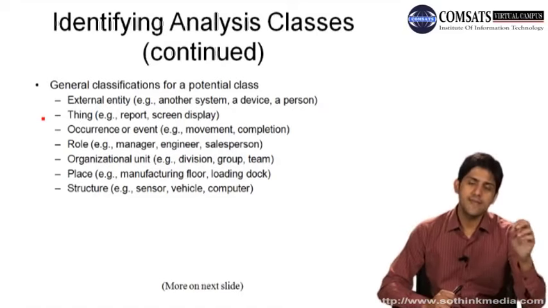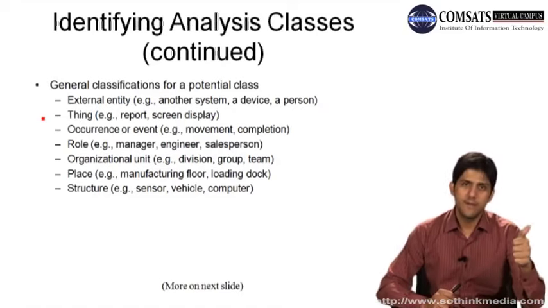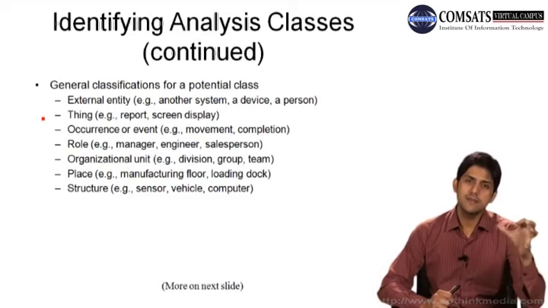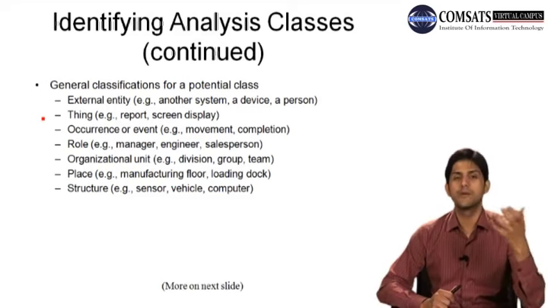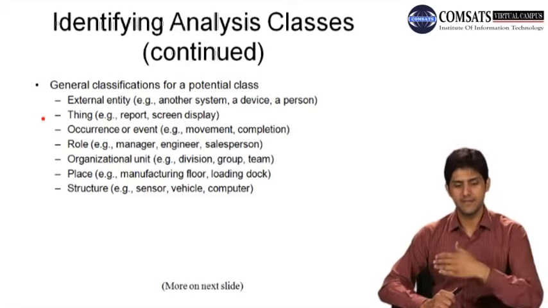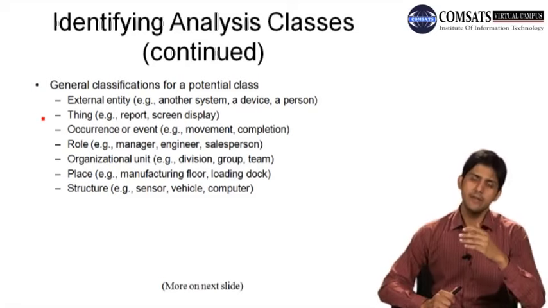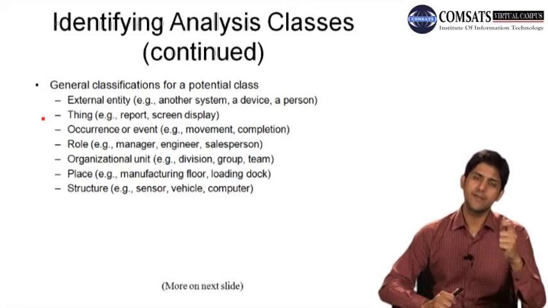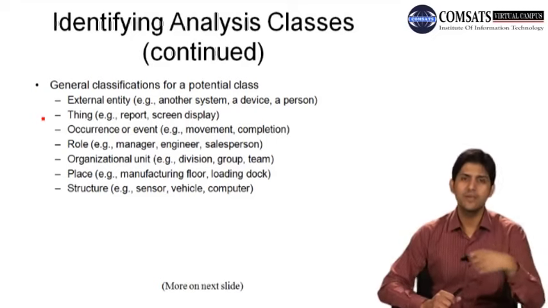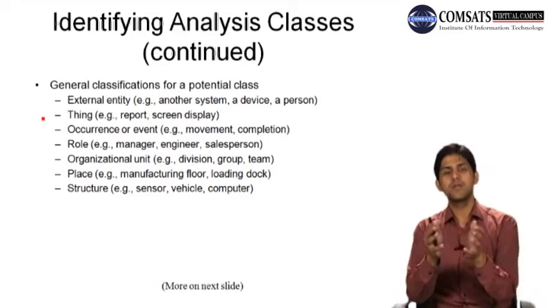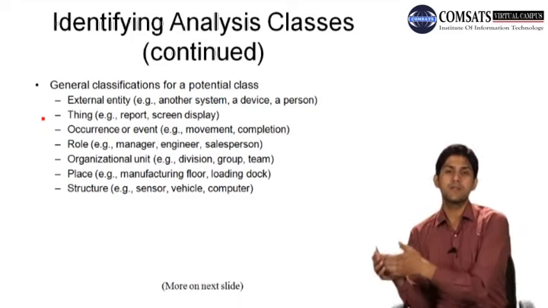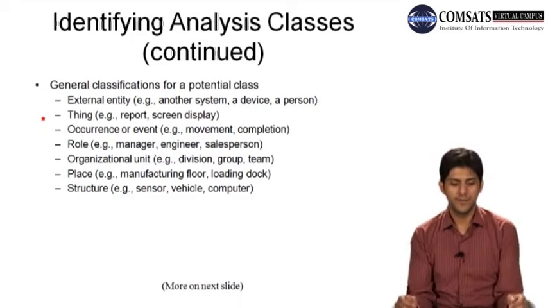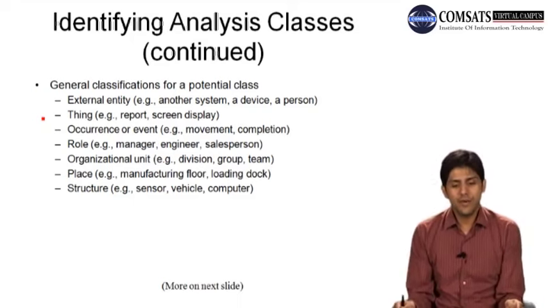The first type is external entity. External entities are another system, a device or a person. Then there is another category of classes which we call things. For example, the screen or display or the reports that are being generated, we can make a class of that. Then we have occurrences or events.